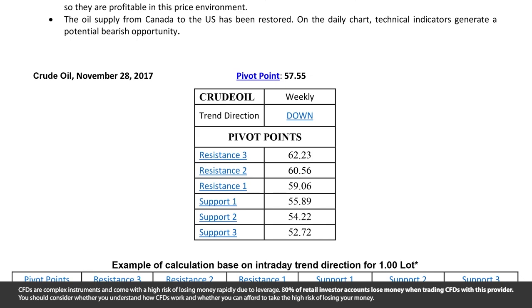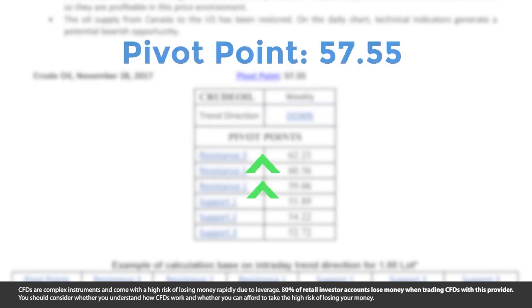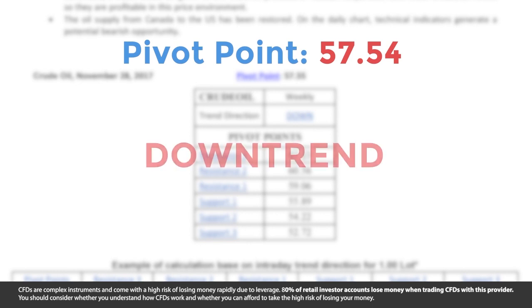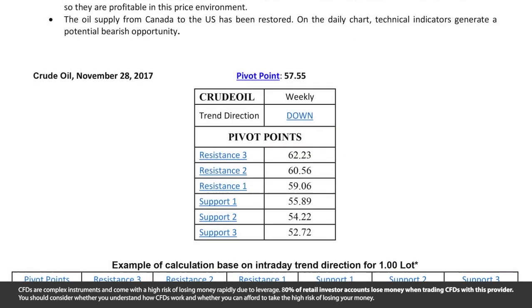You can see that the estimated trend direction is down. If the price goes above the pivot point, this indicates an uptrend, and if the price is below the pivot point, this suggests a downtrend. However, the idea is for a trader to wait until the price starts to move in either direction before taking a position. Below you can see a table with resistance and support levels.